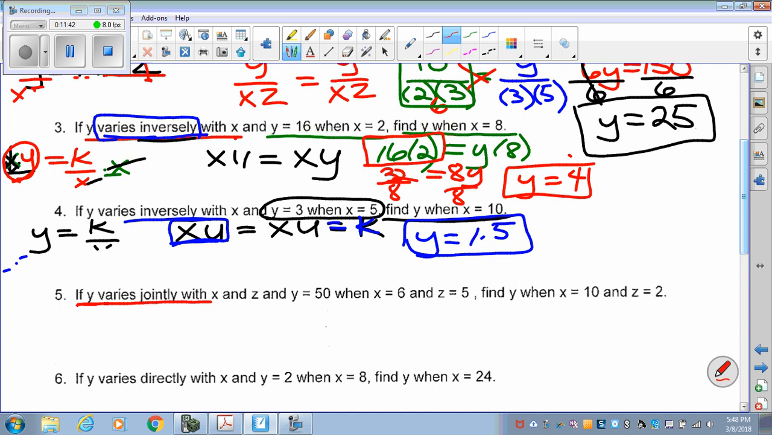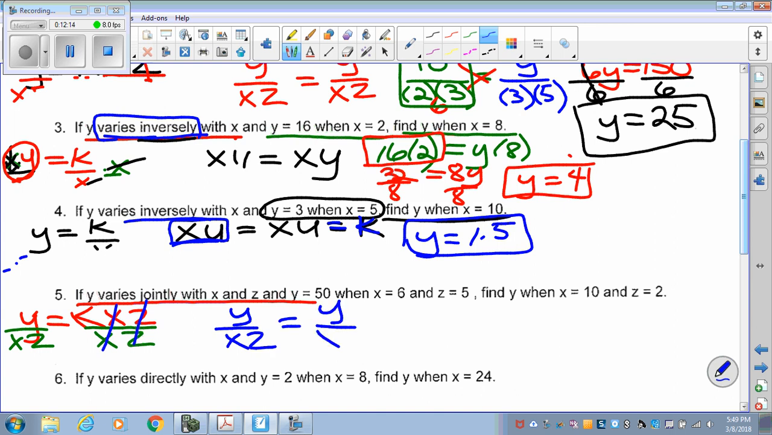So y varies jointly with x and z. So that would be y equals, oops, I forgot the k. K times x times z. They're all in a line. Okay? And if I want to solve for k, I'm going to divide by x and z. So these cross out, and I have k equals y over x times z. That's a joint variation if you have 3 variables.